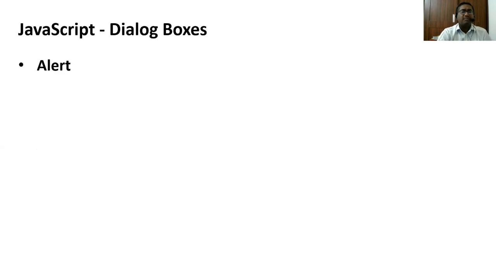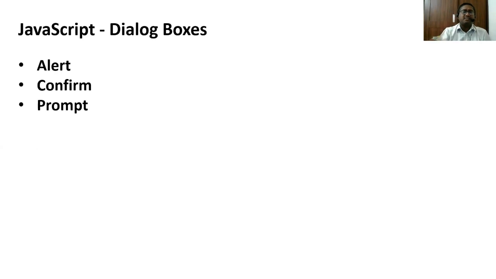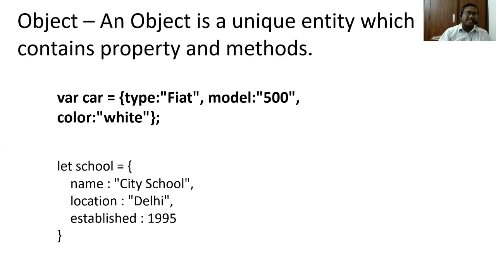Dialog boxes, three dialog boxes will be there: alert, confirm, and prompt. Alert in the sense of a message box, with an OK button alone. Confirm has OK and Cancel buttons. Prompt has a text field and two buttons, OK and Cancel. So three controls will be there for the prompt. So we can get the input through prompt also in JavaScript.